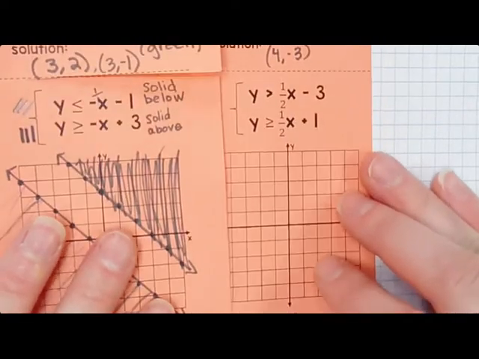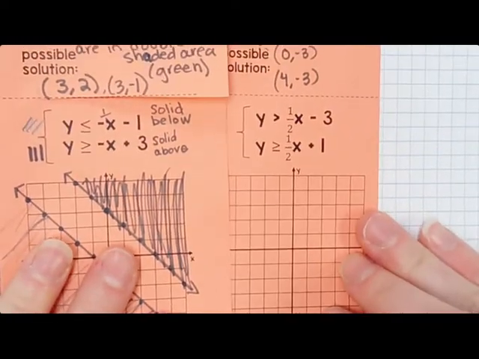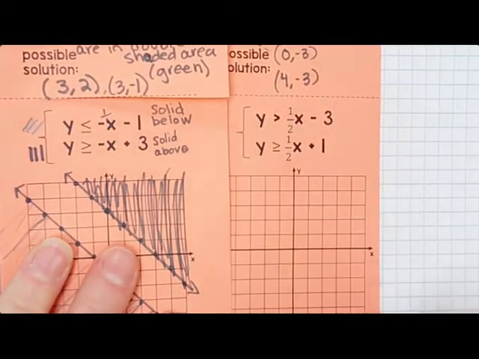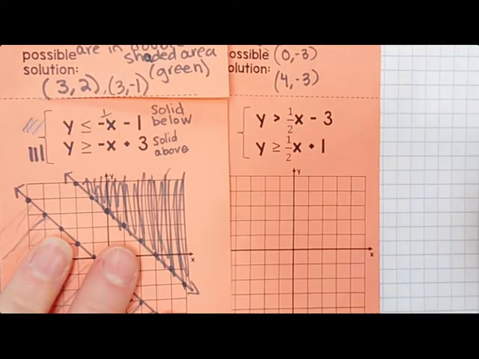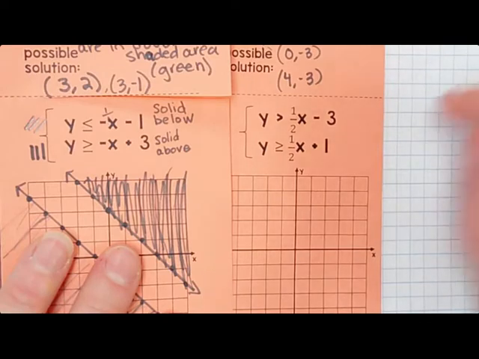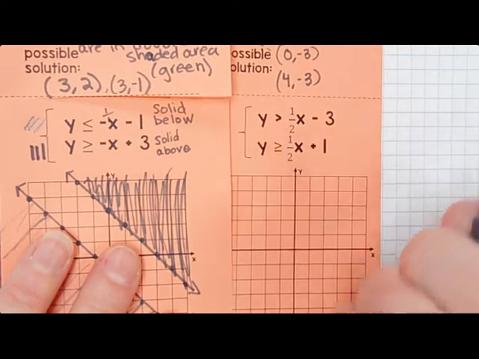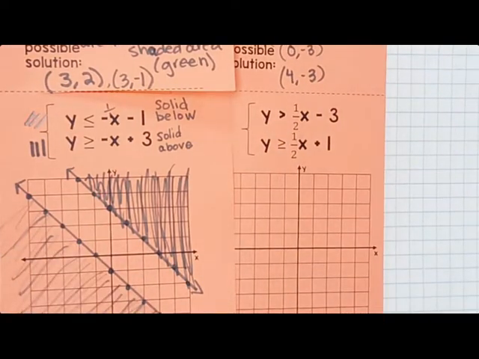Okay, let's go to the next one. Look at these 2 lines. What do you notice about them? They have the same slope. Same slope, so what kind of lines are they? Parallel. But the shading is going to determine if they have a solution or not.